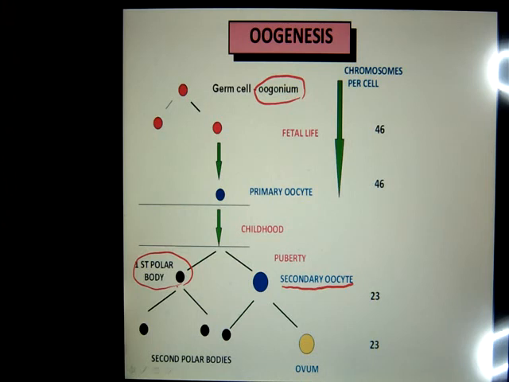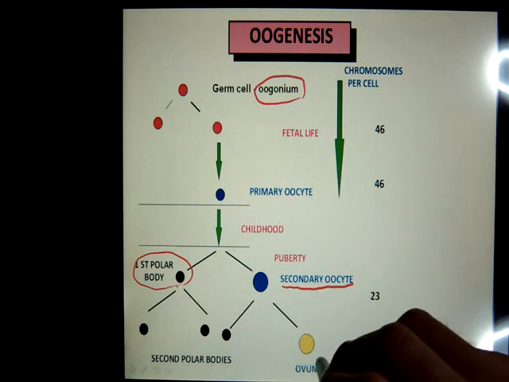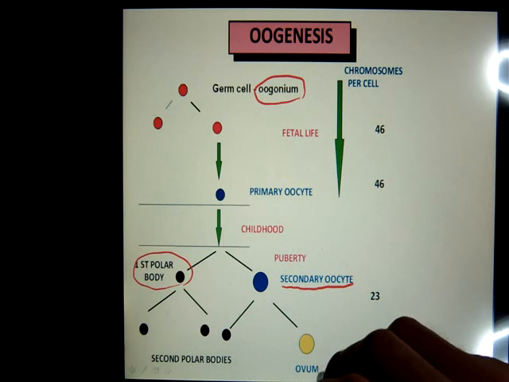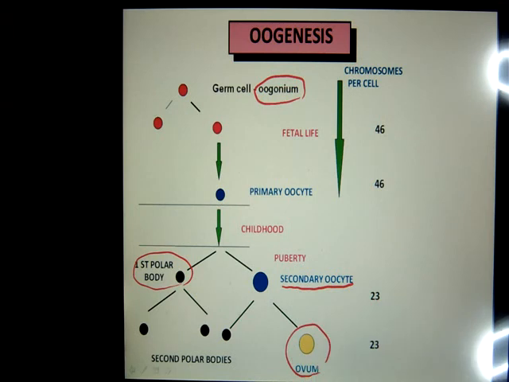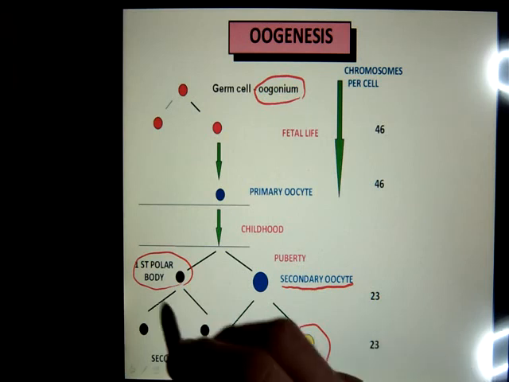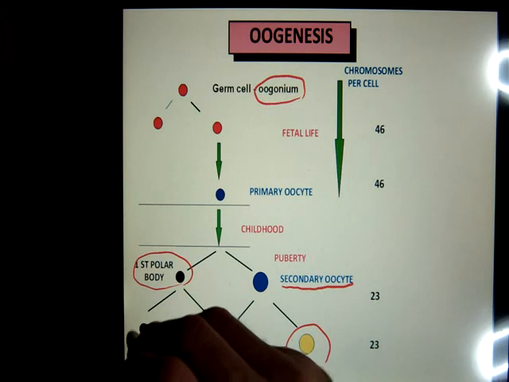Then afterwards, that secondary oocyte is going to divide again. Now this is also an unequal split. Most of the cytoplasm and organelles are going to go into the ovum. Ovum is a Latin word for egg, so that's what we're talking about. That is the egg. And another polar body. And of course, the first polar body might also divide.